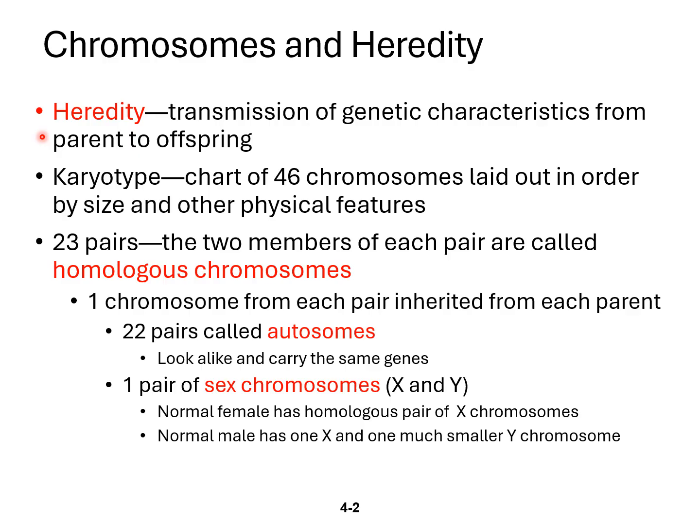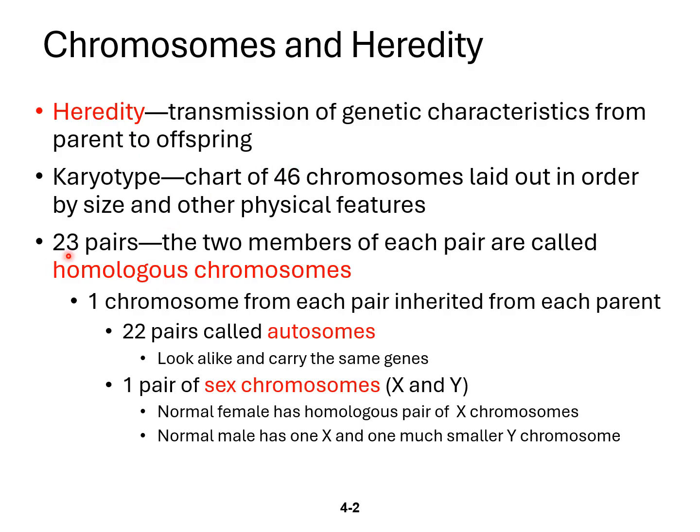A karyotype is the chart of 46 chromosomes laid out in order by size and other physical features. This means nothing to you right now. But when I show you this picture, this is what is meant by karyotype. 46 chromosomes makes sense because 46 is all of your little strands of DNA laid out one by one.